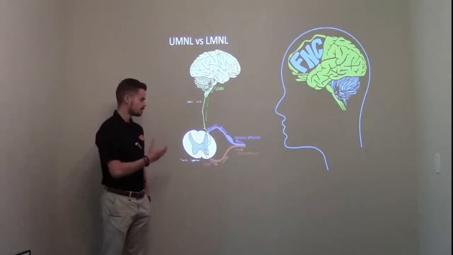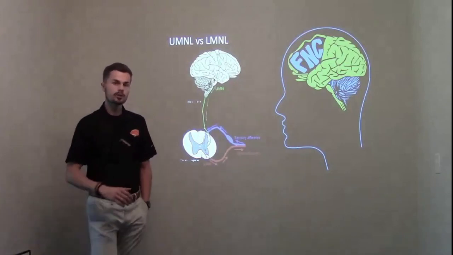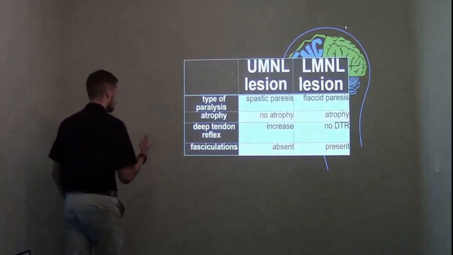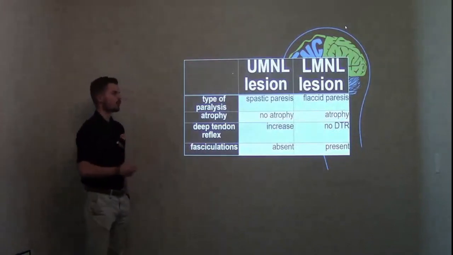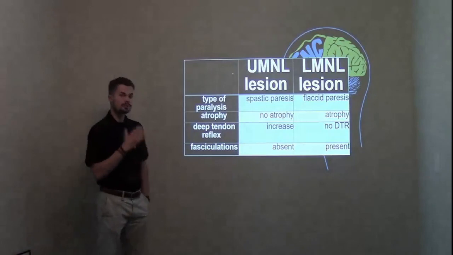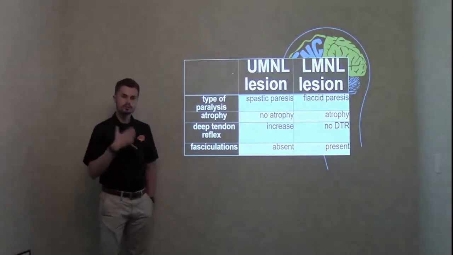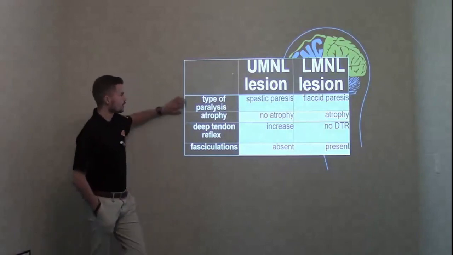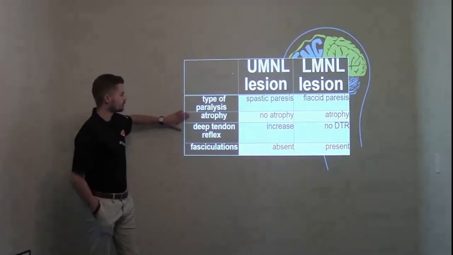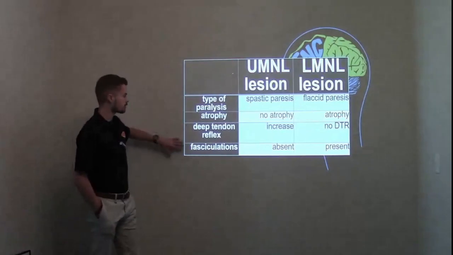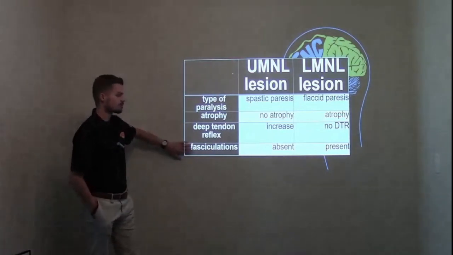It's pretty simple. And now let's start talking about different presentations of these upper motor neuron lesions and lower motor neuron lesions. So I think this is really well explained to you in school in neurodiagnosis as well. So I'm going to just briefly talk about this so it's a good review for you guys and you can understand the system. So we're going to talk about type of paralysis, atrophy, and the amount of deep tendon reflex or myotatic stretch reflex you're going to see, and fasciculations or twitching.